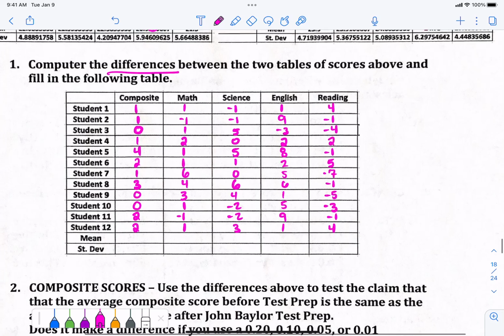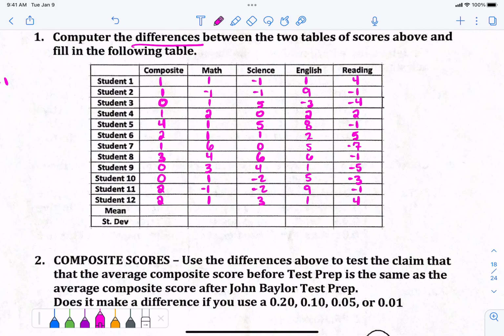Yeah, perfect. Okay, so there's my table of my differences. We're subtracting: second one minus the first one, so after John Baylor minus before John Baylor. More positive numbers or more negative numbers? More positive, except for reading. Do you think John Baylor helped you with reading?